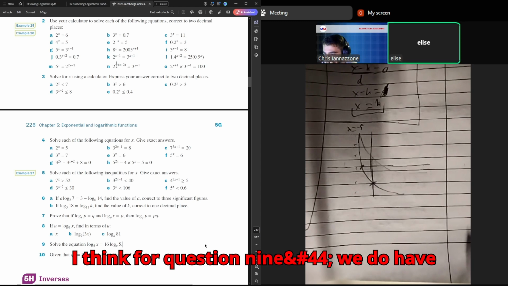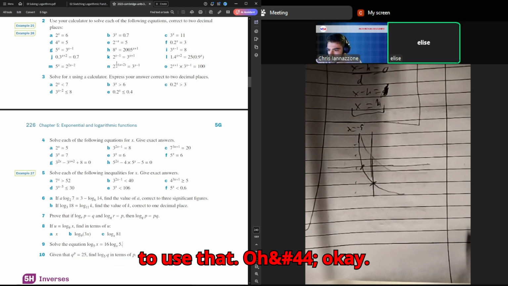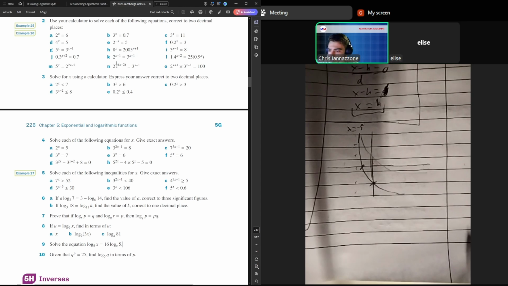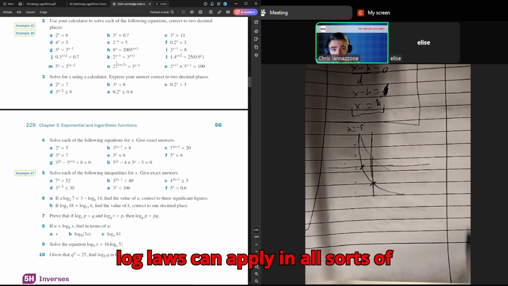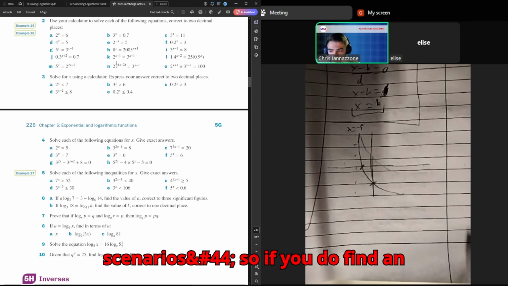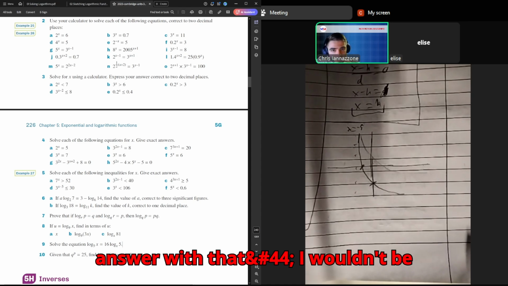I think for question 9, we do have to use that. Oh, okay. The answers don't use that specifically, but I could imagine the log laws can apply in all sorts of scenarios. So if you do find an answer with that, I wouldn't be surprised.